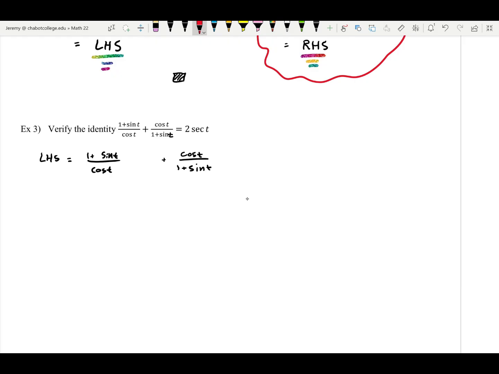So to get common denominators, I'm going to have to multiply both fractions by something. Okay, how do I get these denominators to match? Well, it's going to have a factor of cosine of t. It's also going to have a factor of 1 plus sine of t. So over here, this is the fraction that needs the factor of 1 plus sine t. So I'll multiply top and bottom by 1 plus sine of t. Over here, I just have to multiply top and bottom by cosine of t.